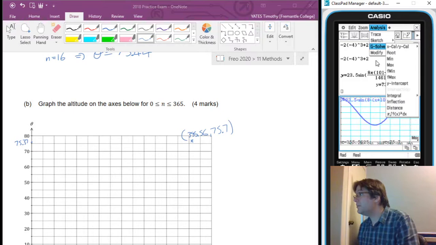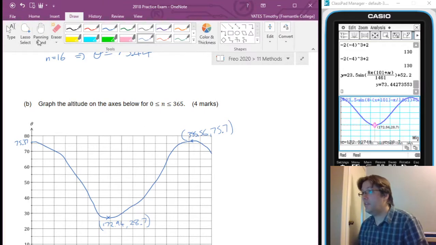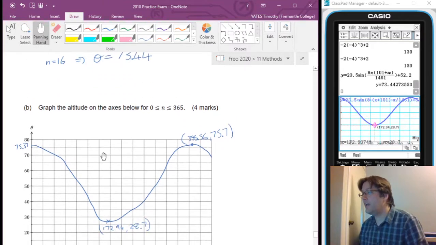And let's try and find the minimum. The minimum is going to be at 172.94 and 28.7. Doesn't need to be perfect, but that's what we've got there. So it looks like this goes down, passes through there, goes up there, and then goes down again. Now it doesn't need to be perfect. It just needs to be roughly okay.